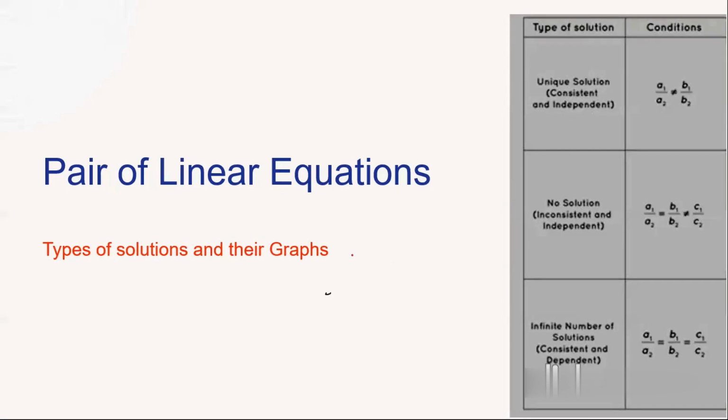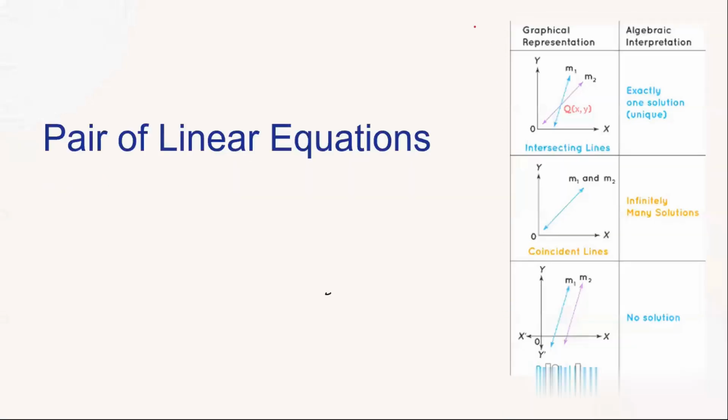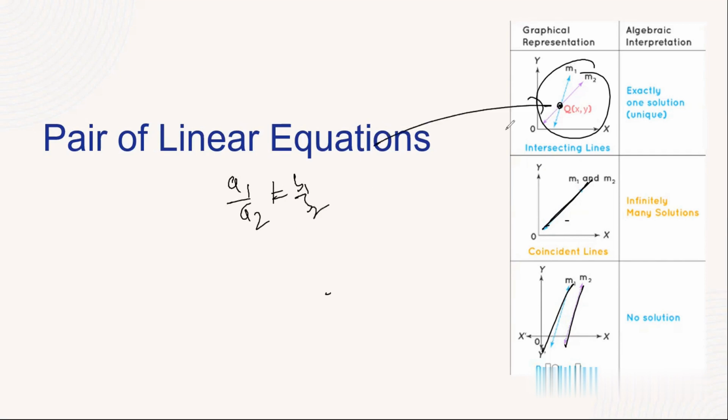Moving towards the graphs. So these are the graphs. These are the intersecting lines meeting at this point. Then the coincident lines, one over the other, and the parallel lines not meeting at all, right? So these are the graphical representations of the pair of linear equations. And you know the ratios part: a1 by a2 is not equal to b1 by b2 in the unique solution. Then a1 by a2 is equal to b1 by b2 but not equal to c1 by c2. Every ratio is not the same, so that's why you have no solution.